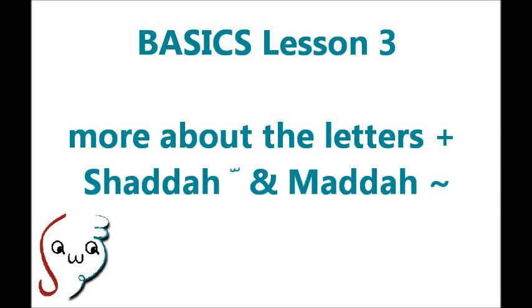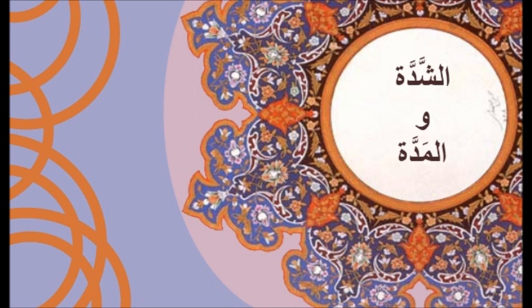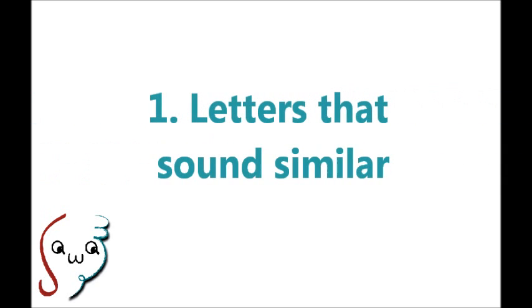This is going to be our last lesson in basics level, and today we are going to talk about the Arabic letters, a bit more about the Arabic letters, plus Shaddah and Maddah. So let's start. Last lesson we learned about the Arabic letters Lam, Alif, Ta marbuta, and Hamza, and what else? Yes, Alif Maqsura. And now we are going to start with letters that sound similar.